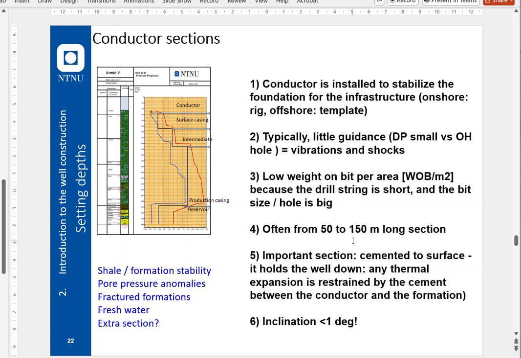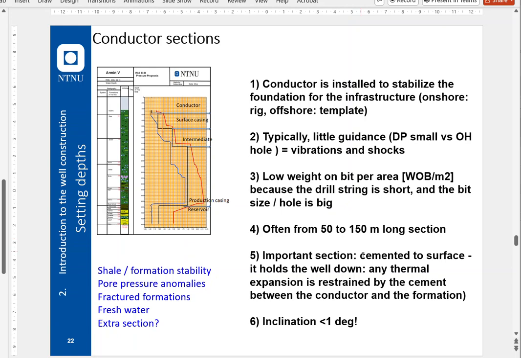When you drill a conductor, it is often in the range of 50 to 150 meters long. It all depends on the stability of the formation you're drilling. As said, an important section, it has to be cemented to surface in order to hold down any thermal expansion and restrain the whole well from expanding.